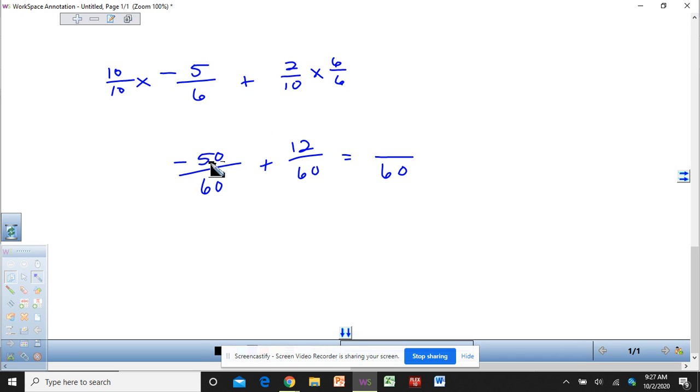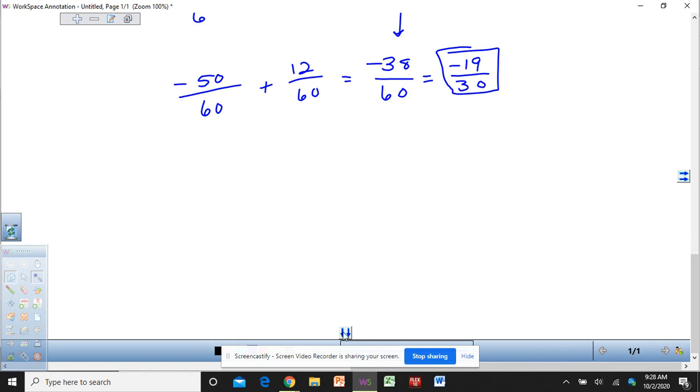And then you're going to subtract these. So 50 minus 12. We're subtracting them because they're opposite. So 50 minus 12 gives me 38. And then I take the sign of the bigger one, which is 50. So negative 38 over 60. Now this we can simplify. A number that goes into 38 and 60 would be 2. So this would be negative 19 over 30. And I got that by dividing this by 2. And then this can't be simplified anymore, so that's my answer.